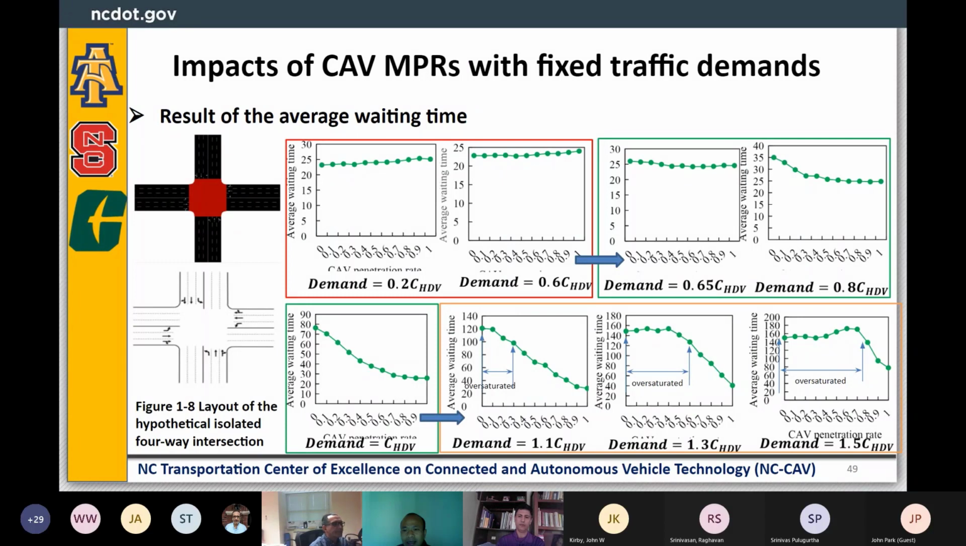That's why they remain stable. And then later on, the condition changes from oversaturated to medium traffic level, and then you can see the significant decrease in terms of total waiting time. Next slide, please.